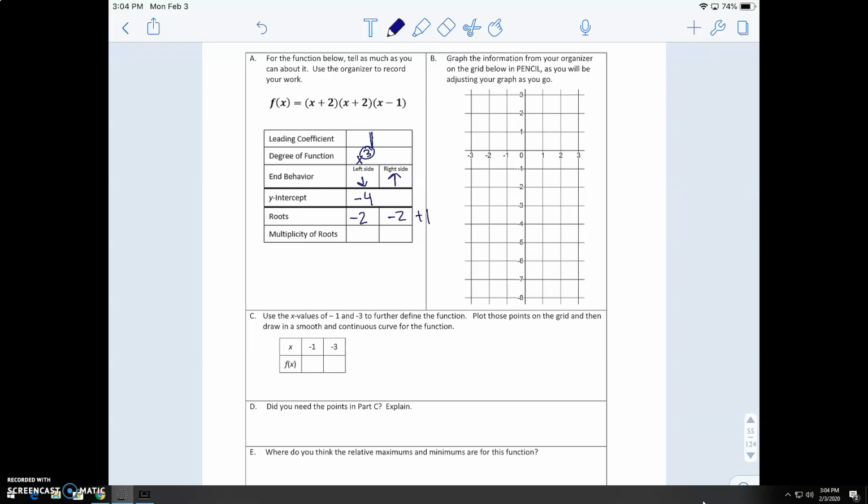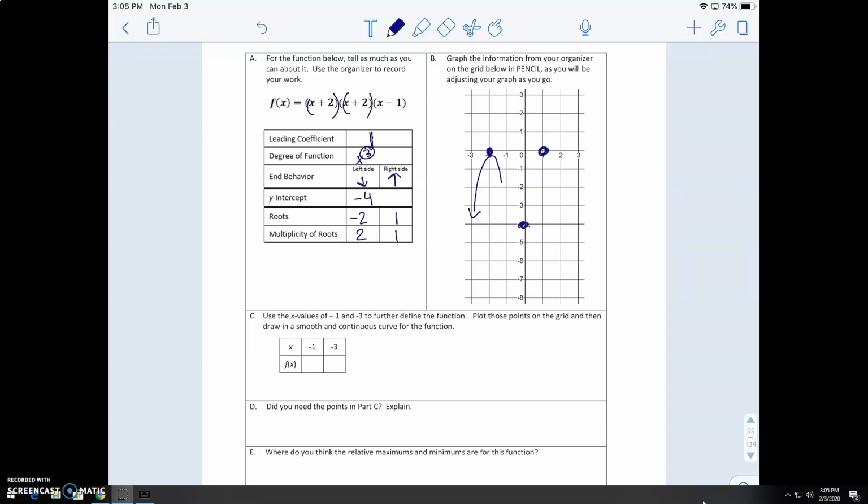So do you see how they don't have enough boxes for me right now? That's because I used my -2 twice. And I need to make sure that that has a multiplicity of 2. So notice that this parenthesis matches that parenthesis. When I go and I put that on my graph, I get -2 there, and I know that I'm going to have a bump or a bounce that happens. I know that this right there is my y-intercept, and I know that this right here is another one of my zeros.